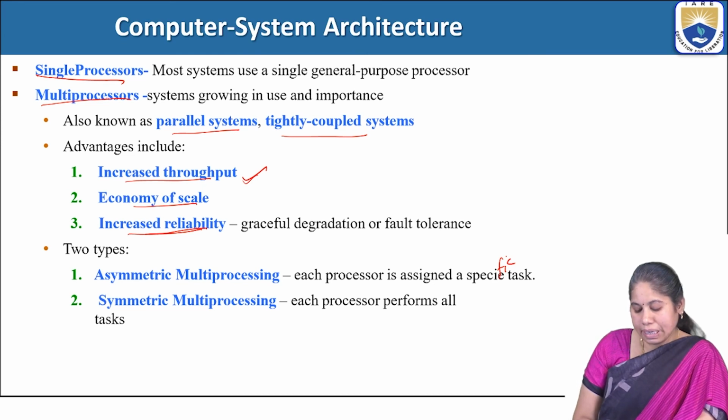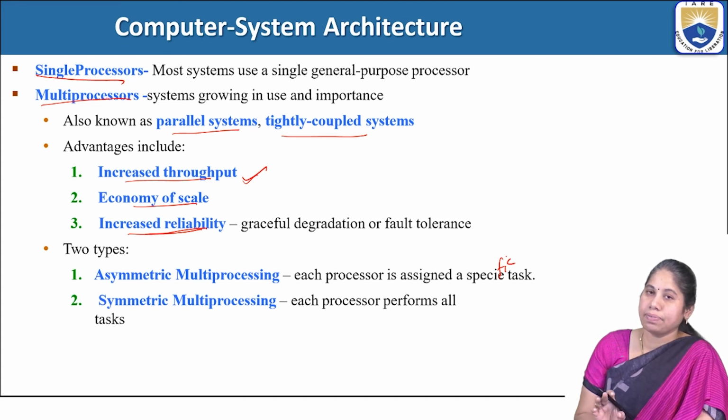So in symmetric multiprocessing, that we will discuss later, each processor performs all tasks. Here, in asymmetric multiprocessing, one processor is assigned a specific task. Symmetric performs all the tasks.